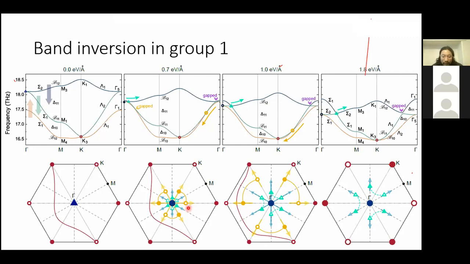gaps. And if we further increase the electric field, this yellow point will move to the K point until they just merge at the K point when the electric field is very large. And this also leads to a certain topological configuration change. And now the K point becomes a quadratic dispersion rather than the linear dispersion here. So this is basically the braiding process of group 1.